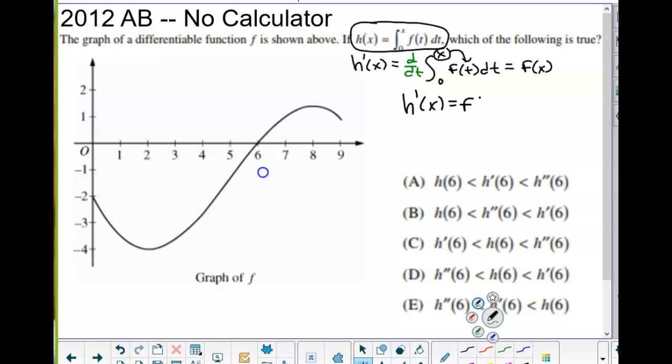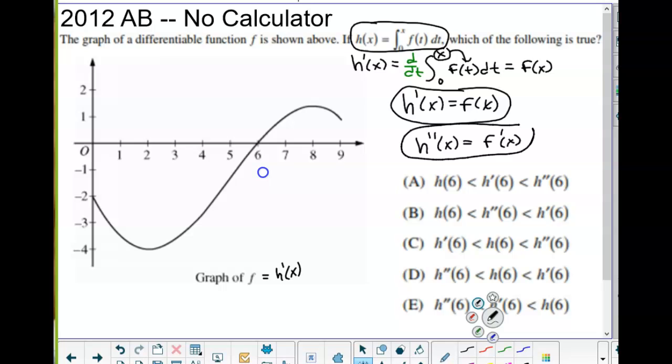Okay, well now, h prime is just the same as f. So if you have the graph of f here, this is also the graph of h prime. And then we need to make a connection to h double prime. Well, if I take the derivative of h prime, that's the same as the derivative of f. Remember what this means. These are the slopes of the graph of f of x. And we have the graph, and we can determine the slopes.